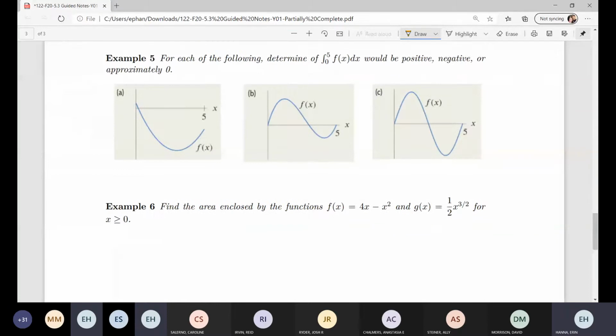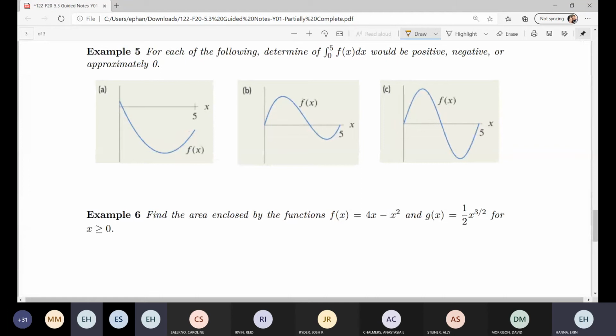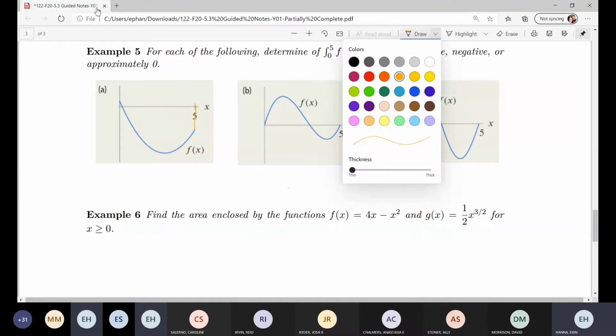We do have a slight break of those. We're going to come back to ones like those in a second, but just a small little break for a slightly different thing. So say for each of the following, we want to determine if the integral from 0 to 5 of that function that's graphed would be positive, negative, or approximately 0. Now, this goes back to the idea of area above the x-axis is counted positive, area below the x-axis is counted negative. So if we look at this first one, we want to go from 0 to 5, so we kind of need to consider all the stuff that's there.